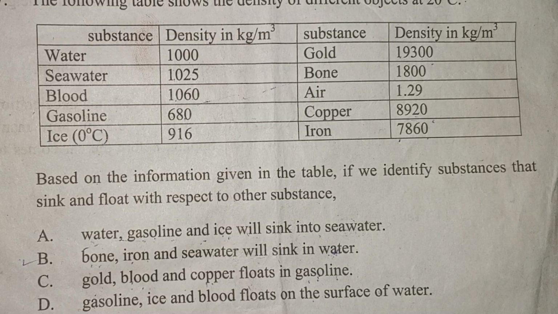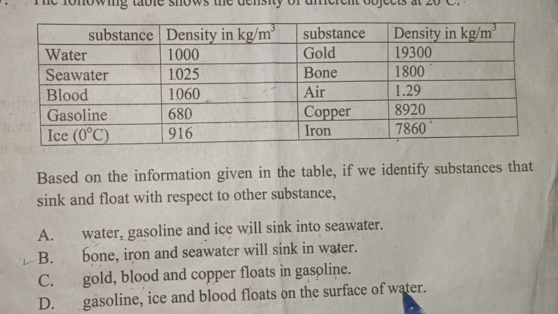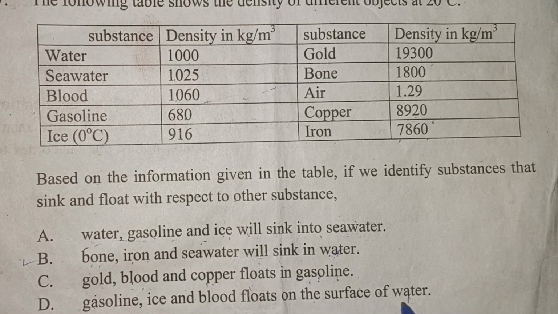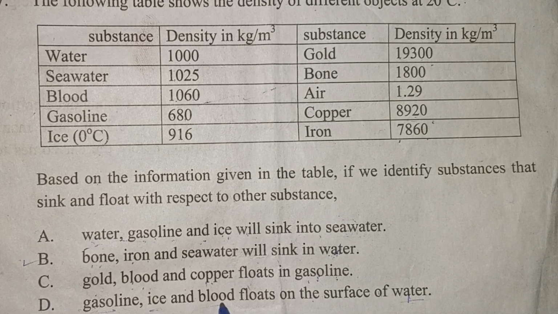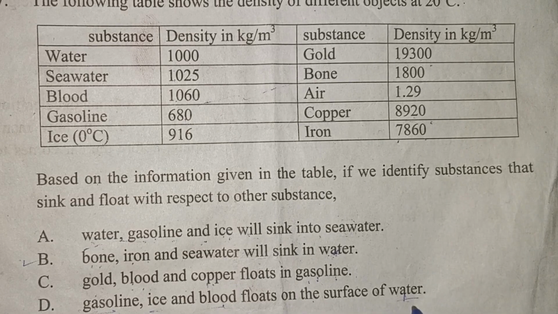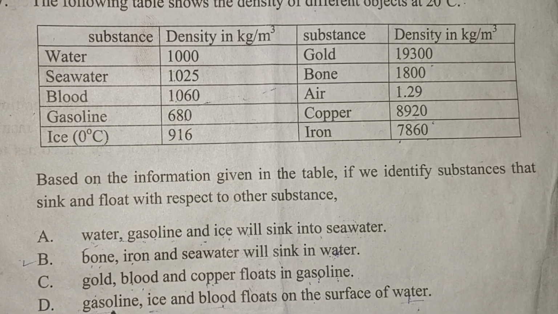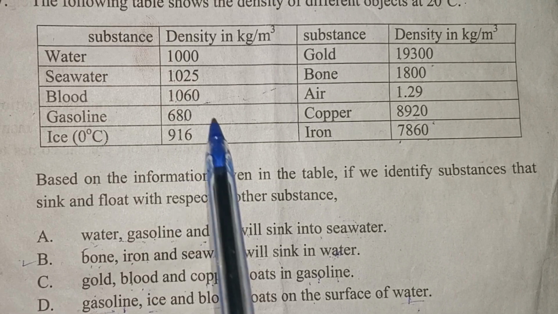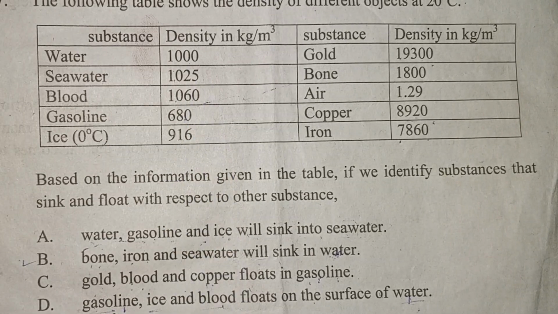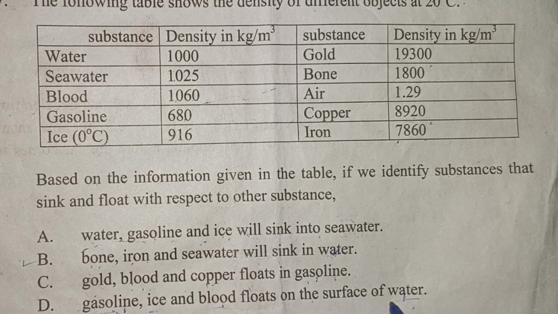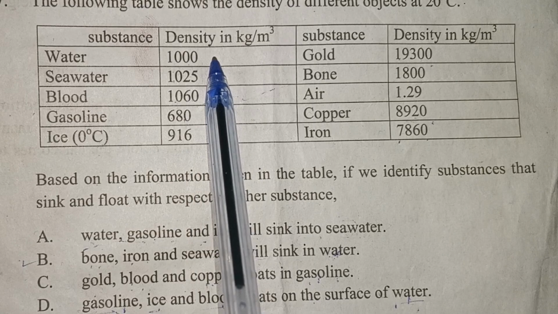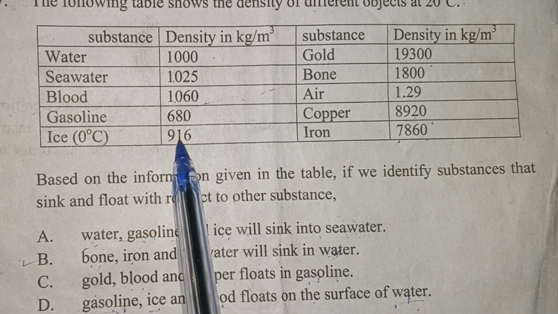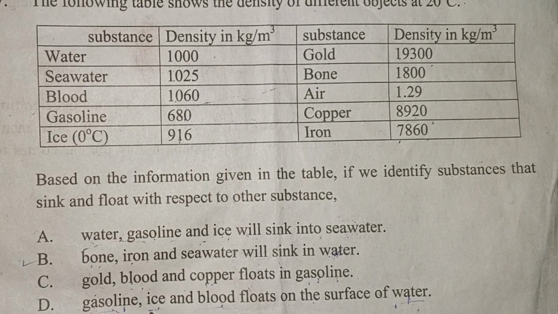Gasoline, ice, and the lead float on the surface of the water. So to float on the surface of the water, the density of the gasoline, ice, and the lead must be less than that of water. If we compare, the density of gasoline is less than that of water, so it will float over the surface of the water. The density of ice is also less than the density of water, so it will float.